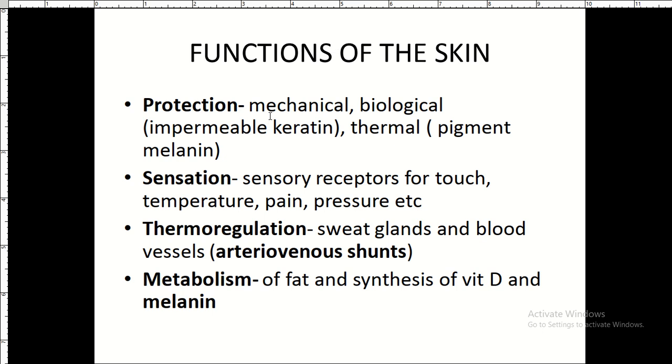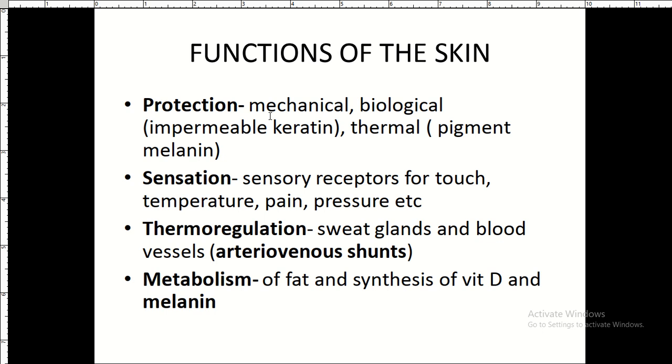First function, protection. It provides biological and mechanical protection. Biological, which means it is impermeable to water. And thermal: you have melanin, which prevents the absorption of ultraviolet radiation.